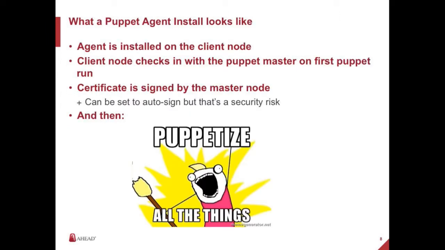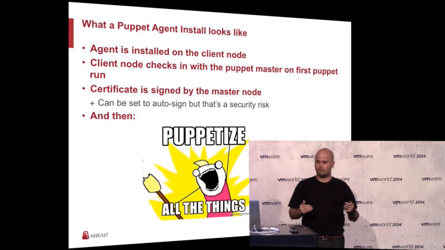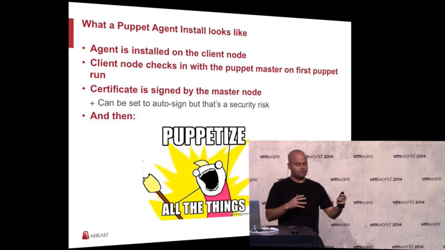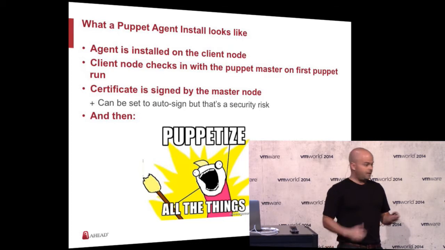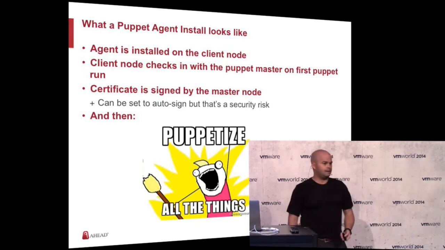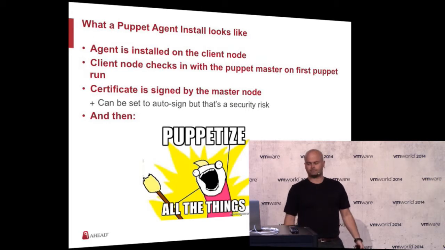All right, so what does a Puppet agent install look like? We've got to install the agent on the client node, step one. At that point, the client node runs a Puppet agent run, and what that node will do is it'll check into your master server. That's all configured in a file, or automatically if you're using Puppet Enterprise, if you download your file from the repo. Ultimately, to get that machine working within Puppet, the Puppet master will need to sign the certificate request that comes into it. And then you're just ready to puppetize all the things. It's that easy to get that machine up and running.